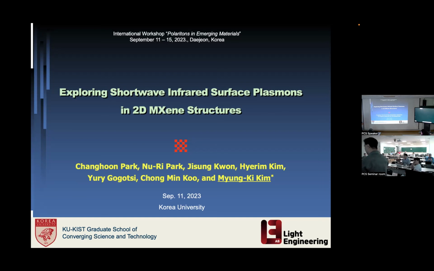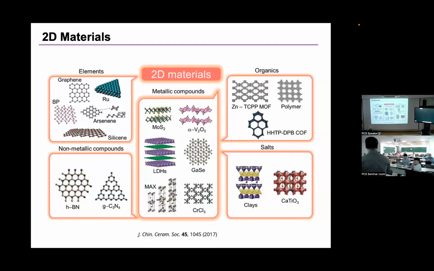As many of you know, 2D material is a very exceptional material. It is a very anisotropic material: two-dimensionally the atomic structure is symmetric, but in the vertical direction the structure is a single atomic layer or a few layers of atomic structures. 2D materials were discovered from single-element structures like graphene and black phosphorus, and sometimes we get non-metallic compounds like hexagonal boron nitride.